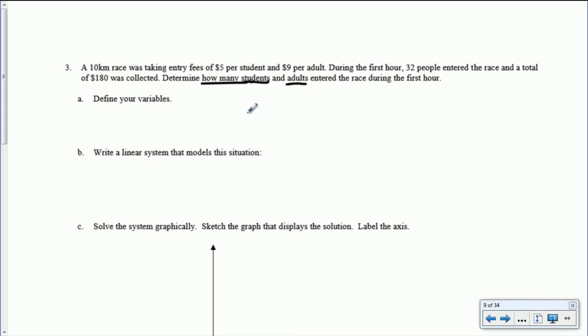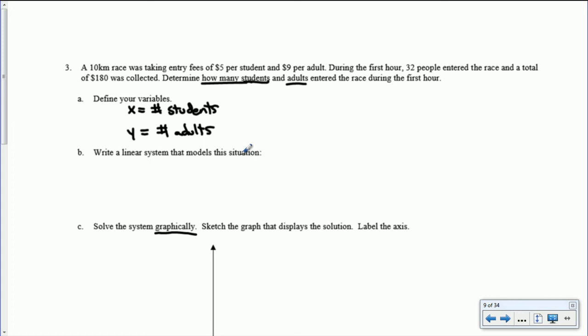So, you can pick any variable you want, but because we're going graphically for this eventually, it might help to stick with X and Y because that's what your calculator accepts. So let's maybe just go X equals the number of students and Y equals the number of adults. So next we're going to write a linear system that models the situation.